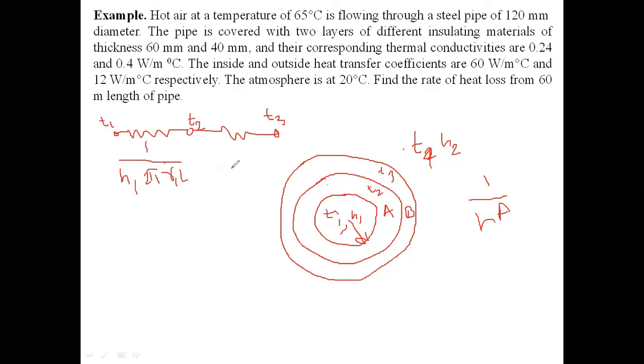So this will become ln, suppose this radius will be r2. So ln r2 by r1 divided by twice pi kL. K A because it is surface into L. Similarly, T1 to T2, T2 to T3.